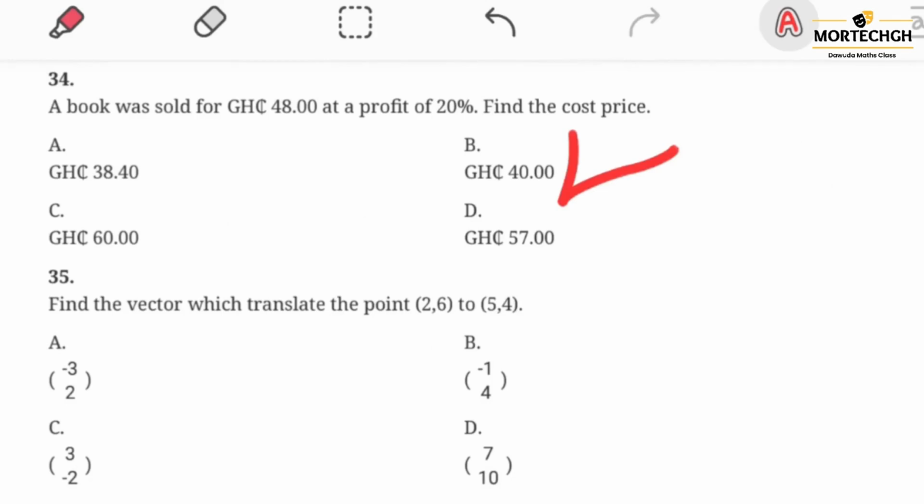There is a formula to find cost price when selling price and the profit are given, but without following the formula, that is how you go.